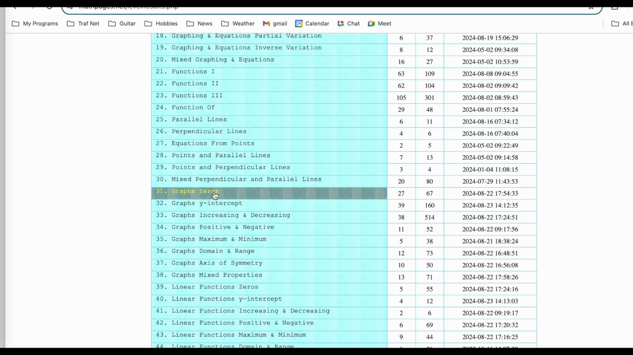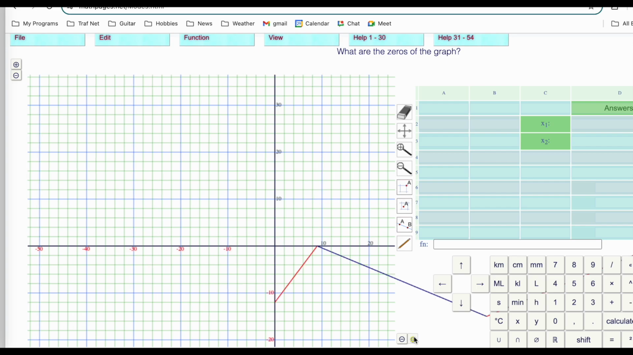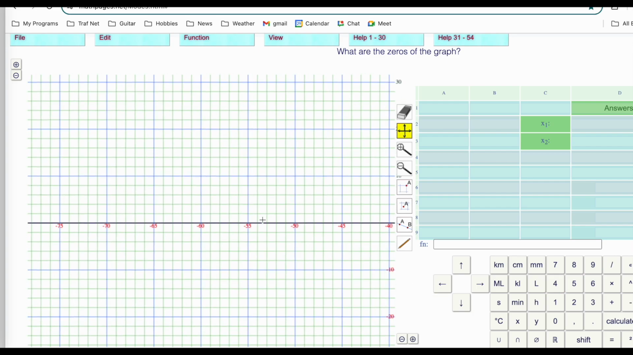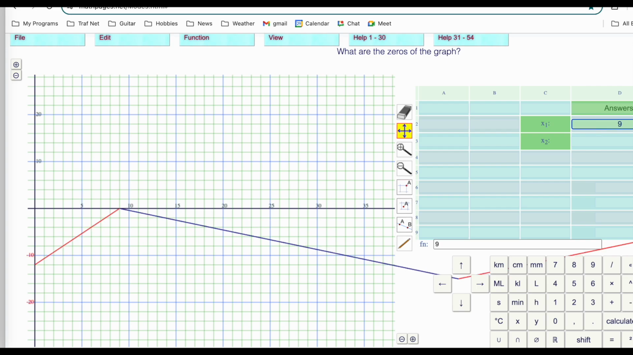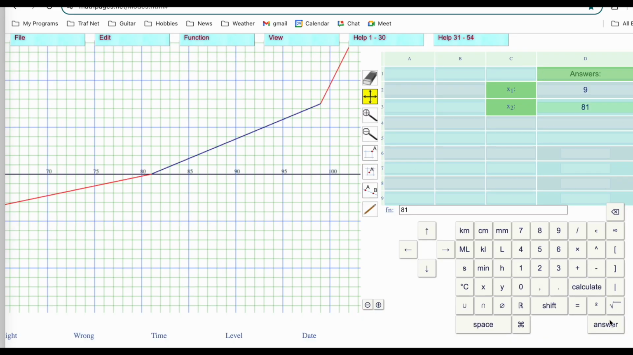Graphs. Let's look at the zeros first. Here we have a 0, and there we have a 0. Click on that just to zoom in a little bit, just so we can read exactly where that is. Our first 0 is at 9. And then I'm just going to move this along like that. Our second 0 is at 81. Then we press enter to see if we are right.